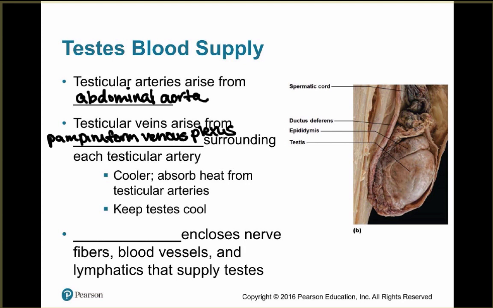This is surrounding each testicular artery, and it helps a lot. It helps to basically keep it cooler. It can absorb heat from the arteries, and that essentially will make sure that the testes remain cool. And so when we're talking about where these are located, you can see it within the spermatic cord. So that is here, and you can see that it comes down, and this is what encloses the nerve fibers, the blood vessels, and the lymphatics that actually supply this guy.